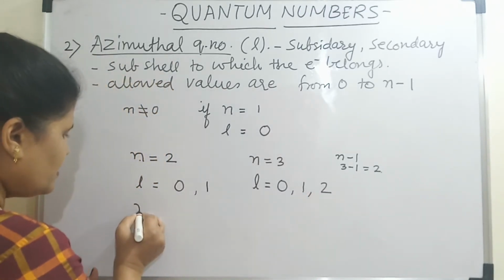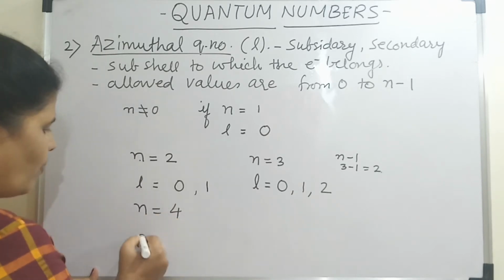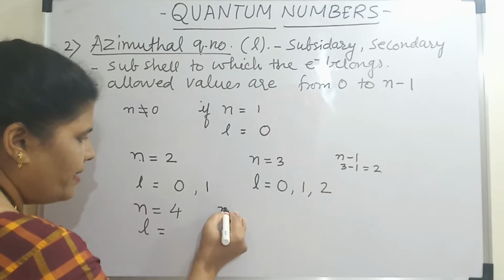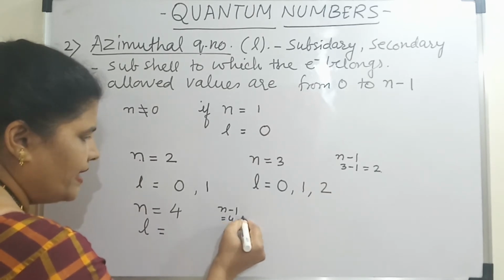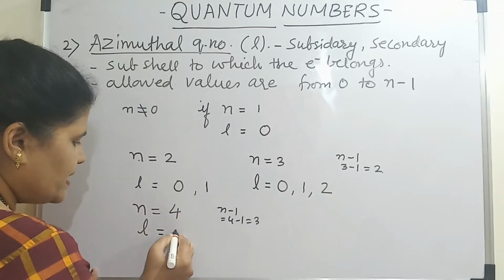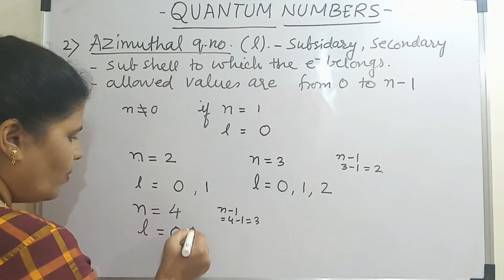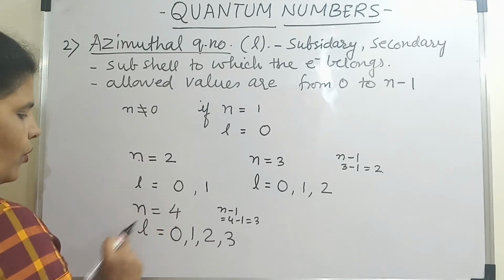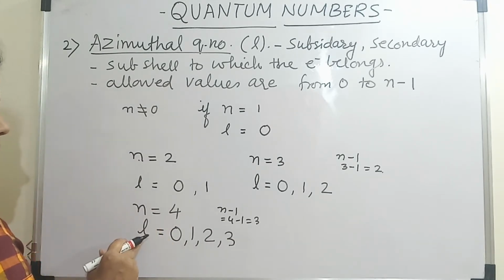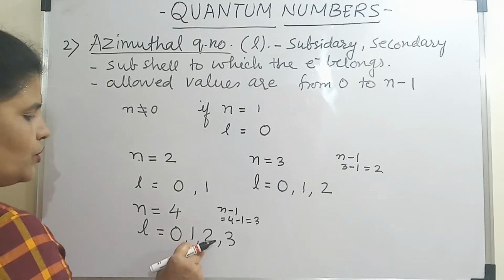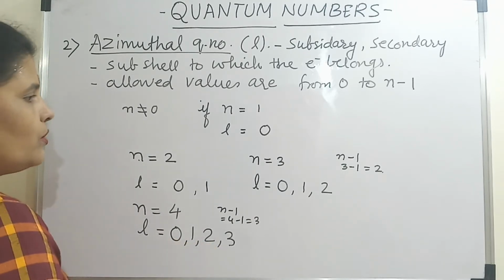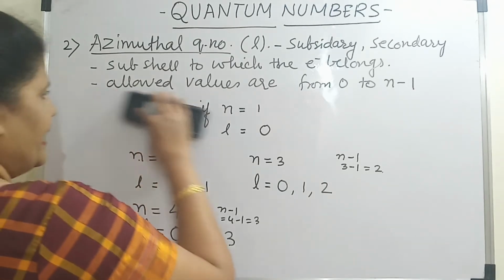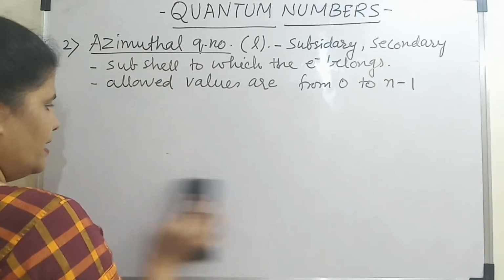You can try this. n is equal to 4. Now, what are the allowed values of l here? What is n minus 1 here? n minus 1 here is 4 minus 1, that is 3. So, I will start from 0, 1, 2 and 3. So, when n is equal to 4, allowed values of azimuthal quantum number will be 0, 1, 2 and 3. Now, how to represent this 0, 1, 2, 3? There are some subshells it indicates. For that, let us see this now.